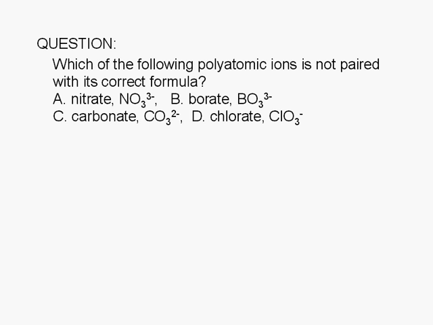Which of the following polyatomic ions is not paired with its correct formula? A. Nitrate, B. Borate, C. Carbonate, or D. Chlorate? The correct answer is A.